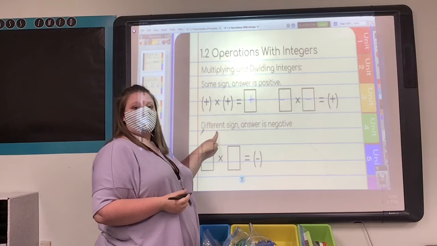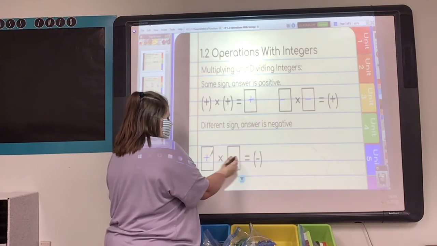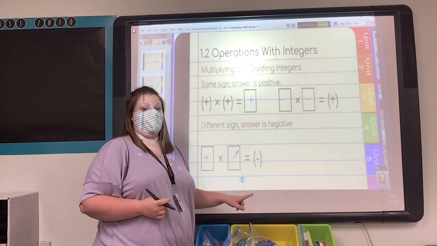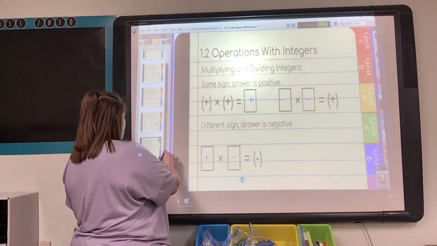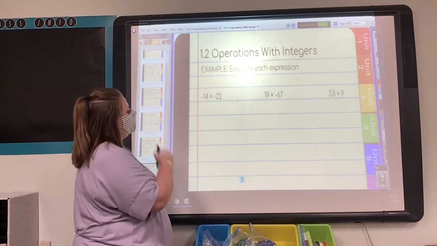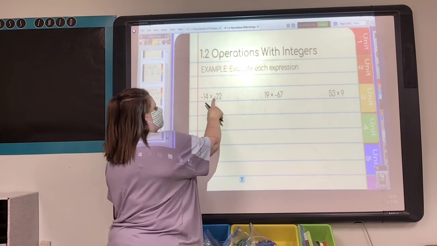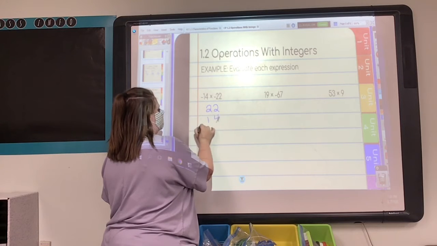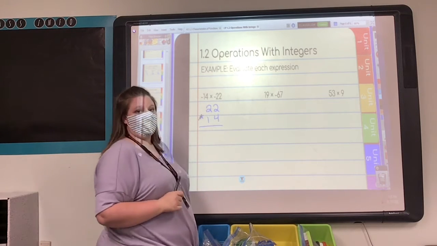When you're multiplying or dividing, the only way to get a negative is if you have a different sign. So if you have a positive times a negative, then your answer could be negative. So let's look at some examples. And these are all multiplication, but it would work the same way with division. So we have negative 14 times 22, so we're going to multiply those together. And since they're both negative, the final answer is going to be positive.